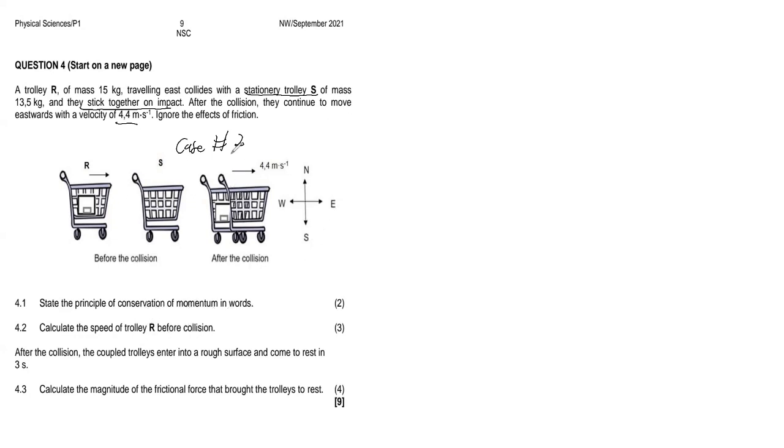Then 4.2 says calculate the speed of trolley R before the collision. Now that we identify that this is case number 2, that means our equation will have the sum of momentum initially equals the sum of momentum final. So we have m1v1 plus m2v2 equals m1 plus m2, and then they share the final velocity, because remember, after the collision they move together as a unit.